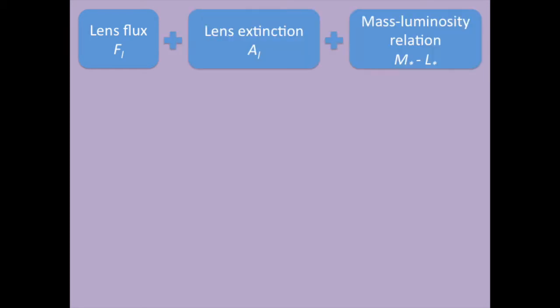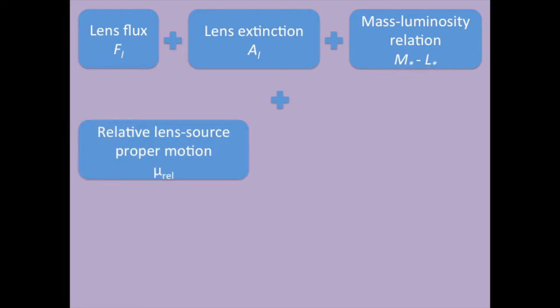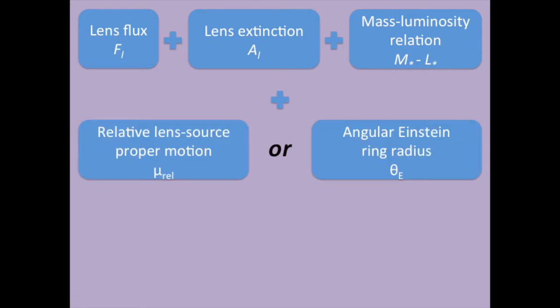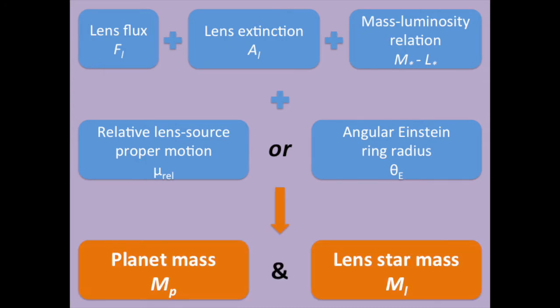Then, by combining a measurement of the lens flux with an estimate of the extinction to the lens, a mass-luminosity relation, and an estimate of either the relative lens-source proper motion or the angular Einstein ring radius, the masses of both the planet and its host star, the lens, can be determined.